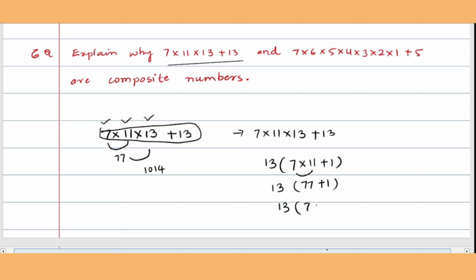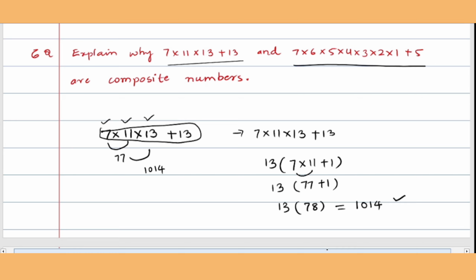Now 13 multiplied by 78, that is 78 multiplied by 13, we get 1014 as it is. That means 1014 is divisible by 13 and 78, which means it has factors other than 1 and itself, so it is a composite number. So 1014 is a composite number.